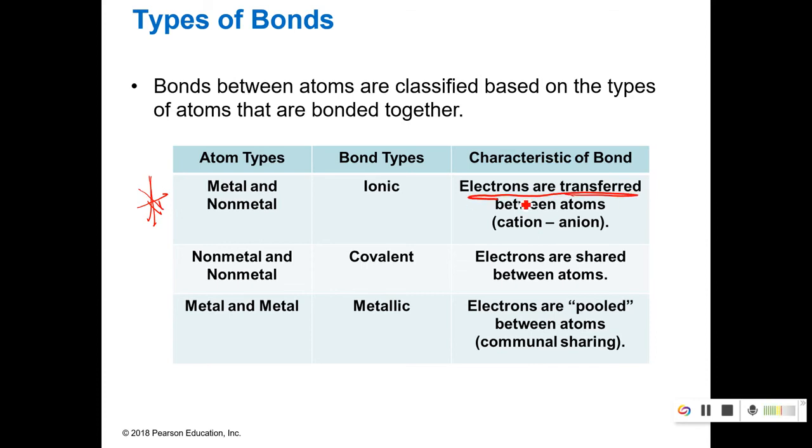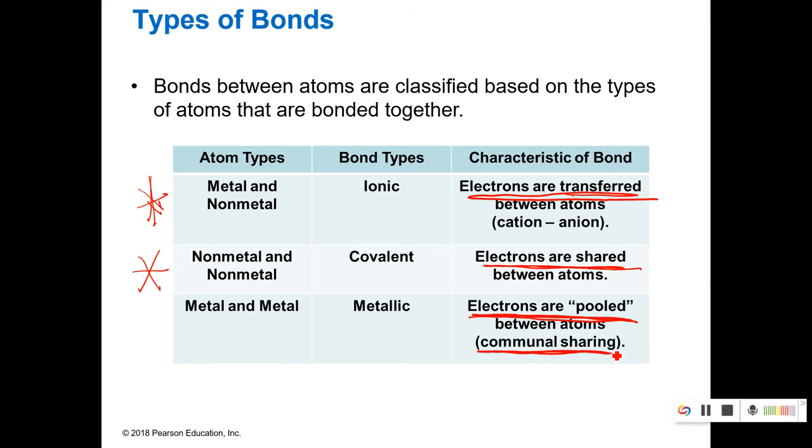and the electrons are transferred. For covalent, they're nonmetals only. Those electrons are shared. Metallic, this one's a new one. We did mention it before, but we didn't talk about the electrons. So metallics are going to be only metals bonding. But here electrons are pooled.